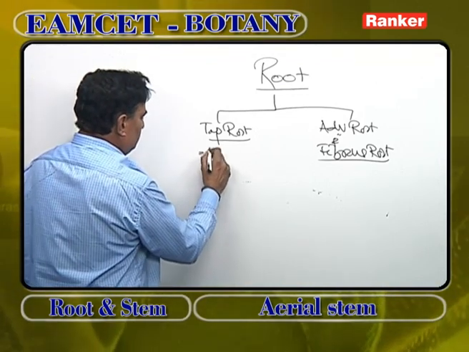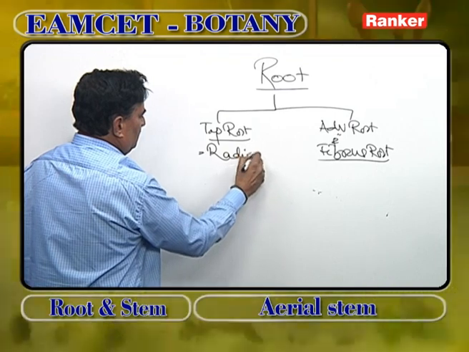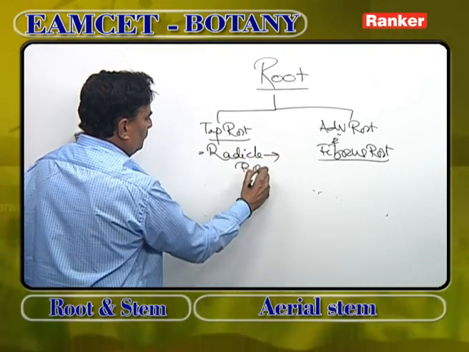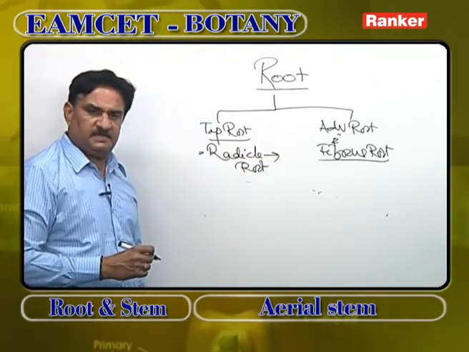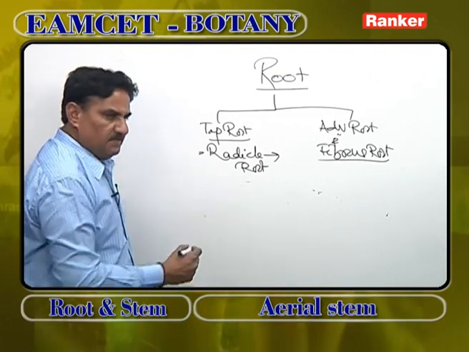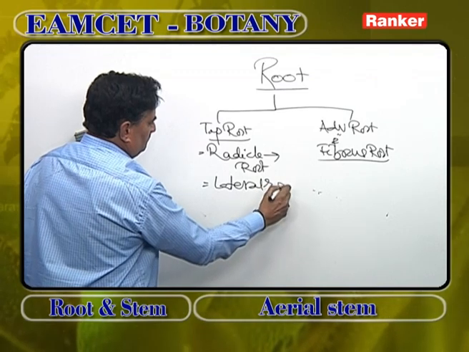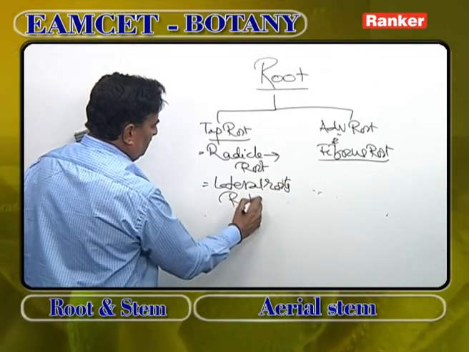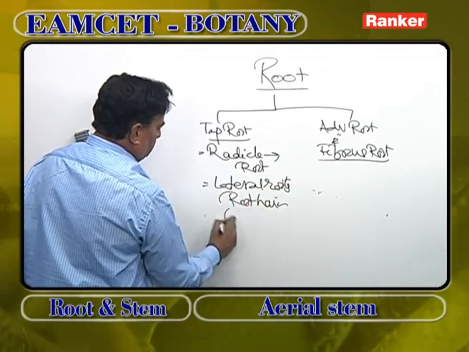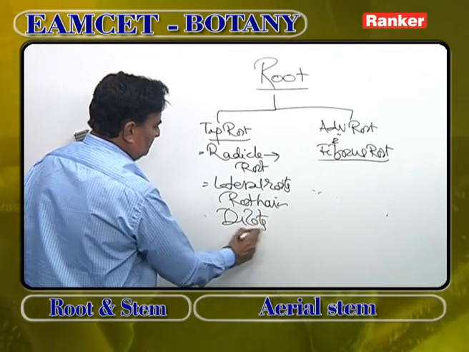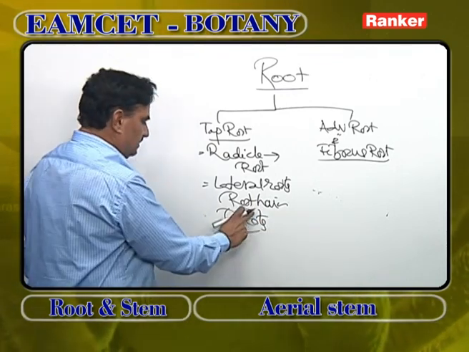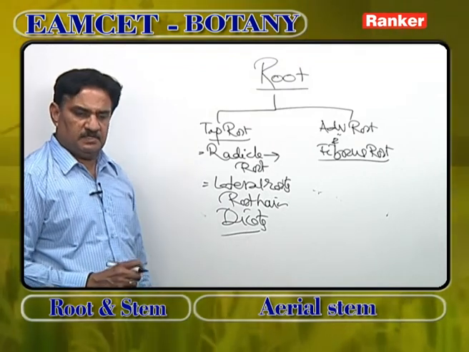In taproot system, radicle directly develops into a root. Radicle is persistent. It directly develops into a root. Lateral roots, root hair, all are present and it is found in dicots. Almost all dicots show taproot system.